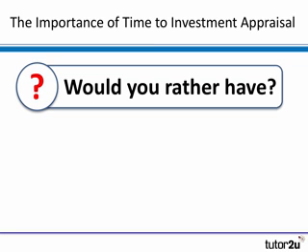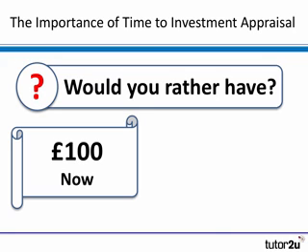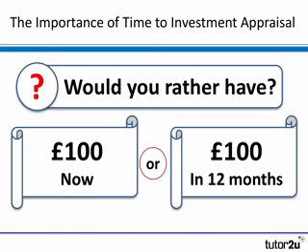Now, the concept of net present value really is all about understanding what's known as the time value of money. So if you imagine I gave you two options, would you rather have £100 in your pocket now from me, or would you rather have £100 from me in your pocket in 12 months' time? The answer is you probably want the money now, because you could do something with it. You could earn a return on that money.